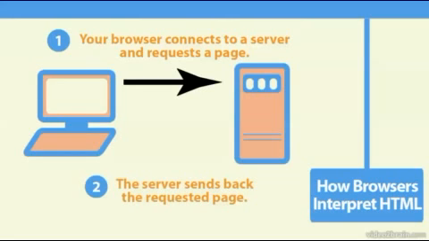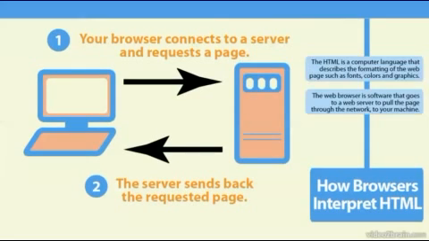The second thing that happens is your server sends back the requested page. So the server that you've connected to now is sending back the page and displaying it within the browser on your computer. So the HTML is the computer language that is used to describe everything that's appearing on the page. So all of the colors, the typefaces that are being used, where everything is placed on the page, any graphics, they're all described with this language called HTML, or Hypertext Markup Language.